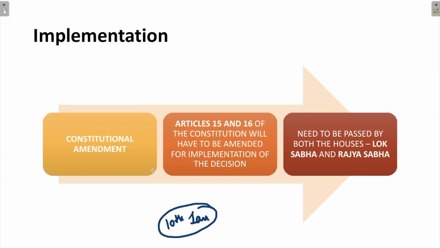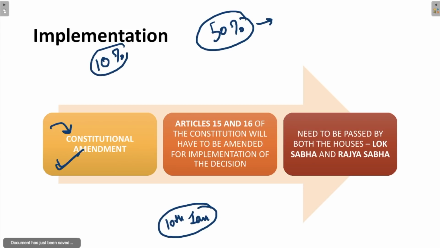So any reservation beyond the 50% limit, and I'll be discussing this 50% in the next slide, will require the government to get a constitutional amendment passed in the parliament. So the implementation of this quota reservation bill would require the constitutional amendment, that is, an amendment needs to be made in the constitution if we need to provide the 10% reservation to the economically weaker general category candidates. For this, Article 15 and 16 would be affected, and they need to be amended before providing the 10% reservation. Now, what is Article 15 of the Constitution and what is Article 16?